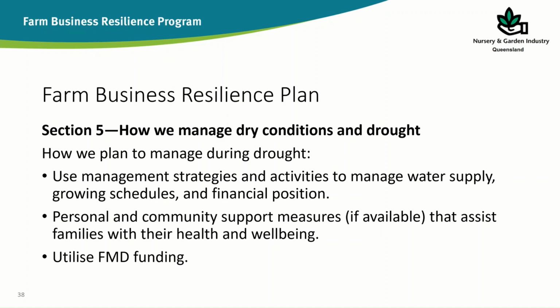During a drought event, you may plan to use various management strategies and activities to manage water supplies, adjust growing schedules to meet changing demand and production capabilities, and regularly review your financial position and adjust as required. You may also make use of personal and community support measures that assist families with their health and well-being and use farm management deposits as an additional tool to manage the financial position of the business.